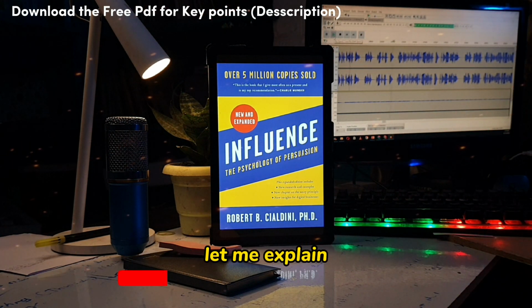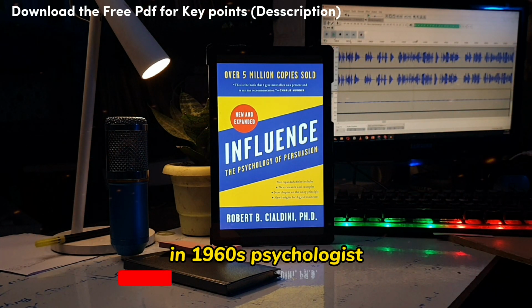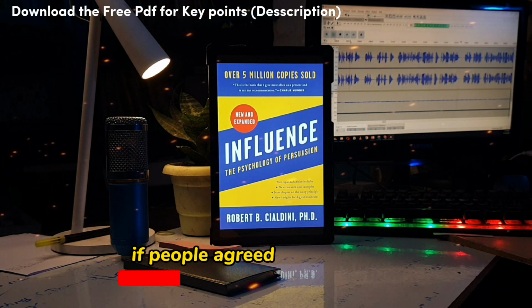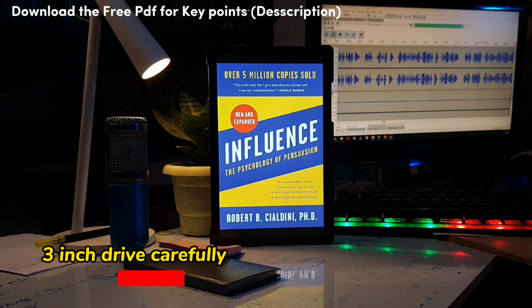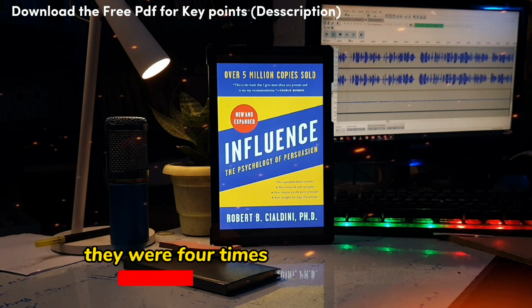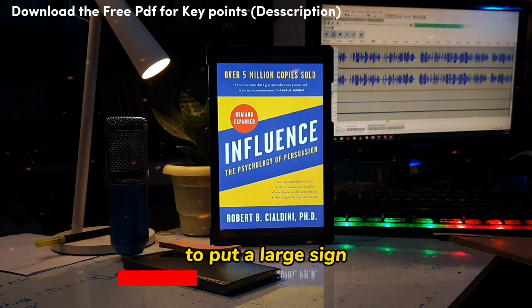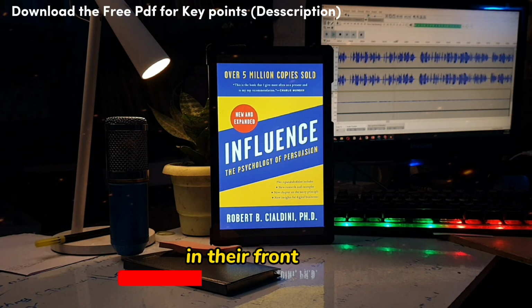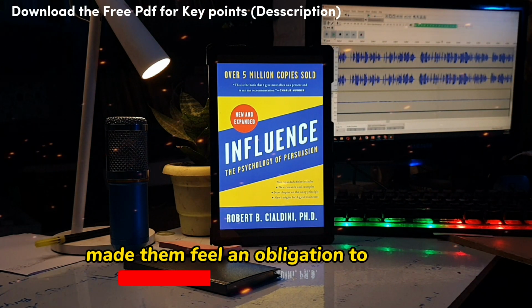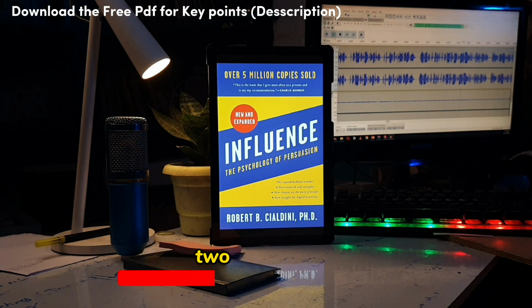Let me explain. In the 1960s, psychologists Freedman and Fraser conducted one study that found if people agreed to put a small 3-inch drive carefully sticker in their home window, then 2 weeks later they were 4 times more likely to agree to put a large sign with the same message in their front lawn. Agreeing with the small request made them feel an obligation to agree to the much larger request 2 weeks later.